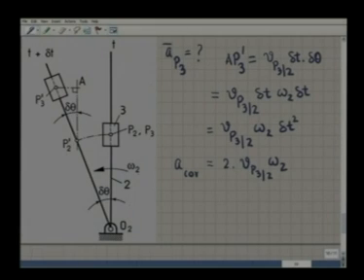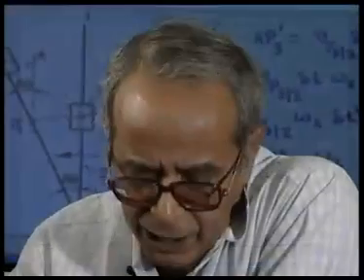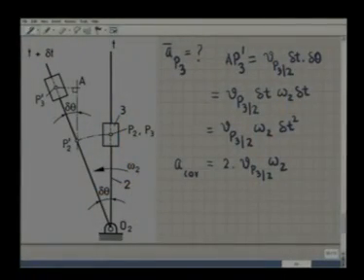So let me go through this argument once more. The point P2 has come to P2 prime, and according to the observer sitting on body 2, P3 has gone only from P2 prime to P3 prime. So the transverse direction displacement is P2 to P2 prime. However, as we see, there is an extra displacement in the transverse direction for the point P3, which is given by AP3 prime. And AP3 prime can be covered in time delta t if there is an acceleration in the transverse direction of magnitude twice Vp32 into omega 2. And this is what we call Coriolis acceleration.